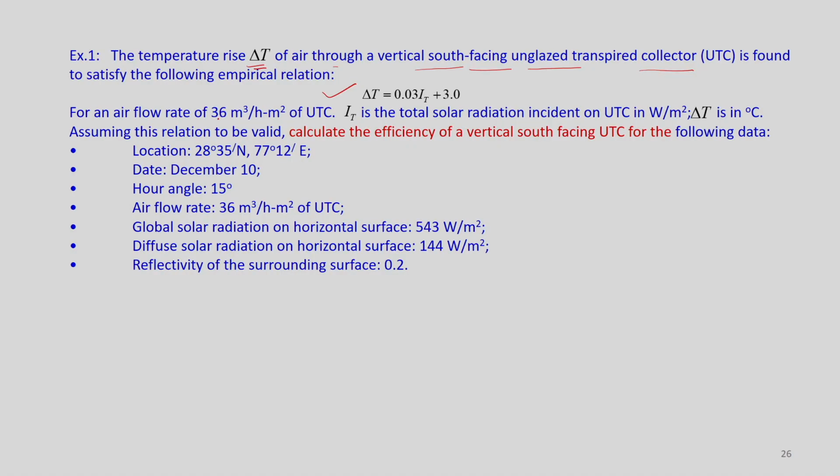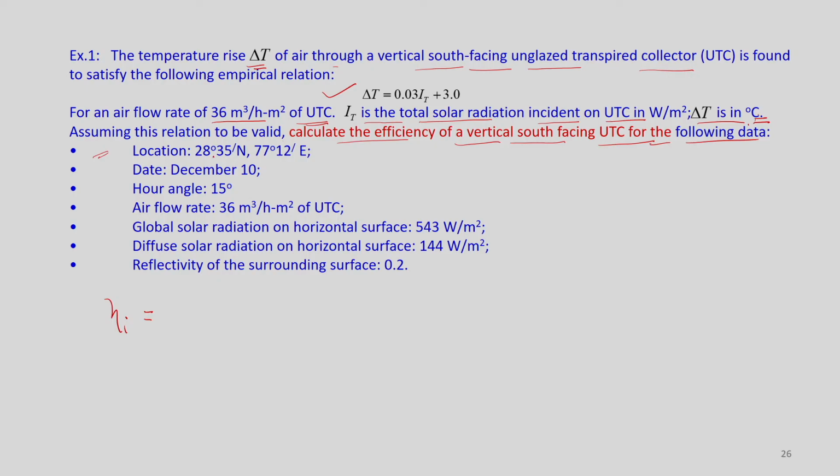For an airflow rate of 36 cubic meter per hour per meter square of UTC, this IT is nothing but the total solar radiation incident on UTC, and delta T is in degrees Celsius. Assuming this relation to be valid, calculate the efficiency of a vertical south facing UTC for the following data. Okay. So, we need to find out the efficiency, eta I.